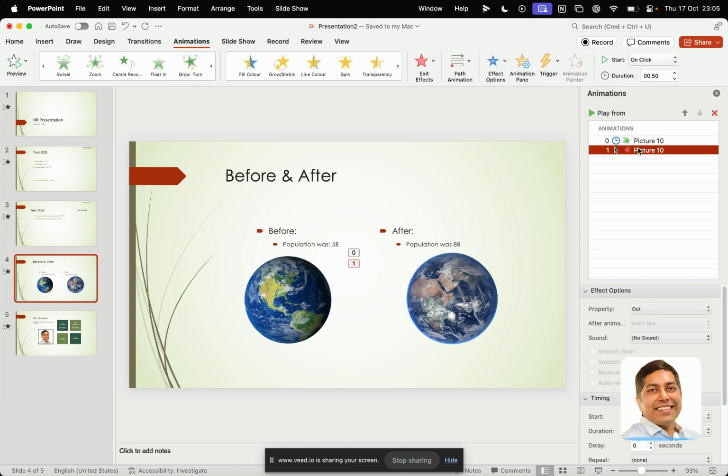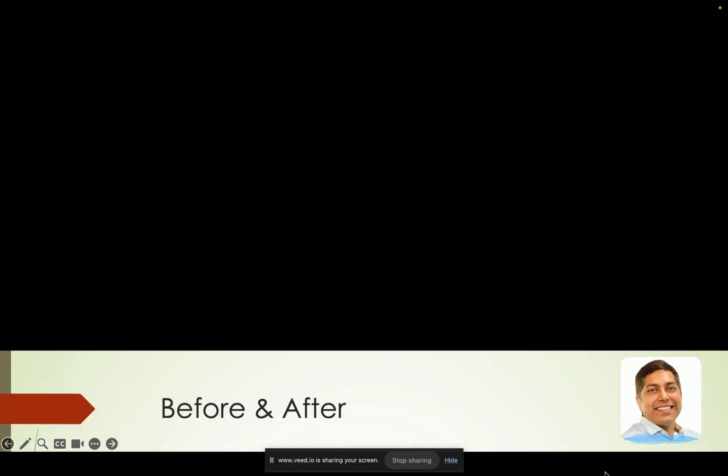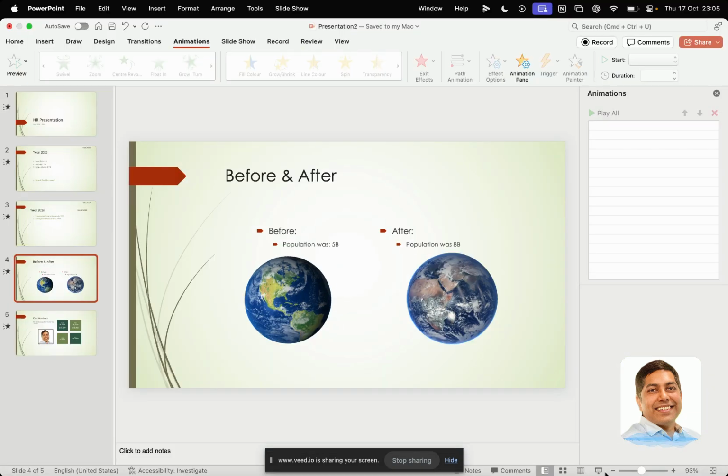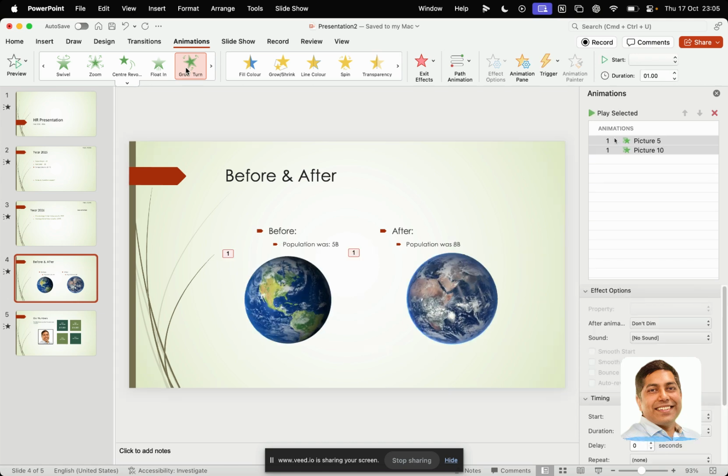Okay. Now, I want to delete all of these. And if I play, no animation happens. Right? So, most of the times, you don't even have to do an exit. So, you can select both of them, then go select one animation to select for everything. And I'm going to play this.